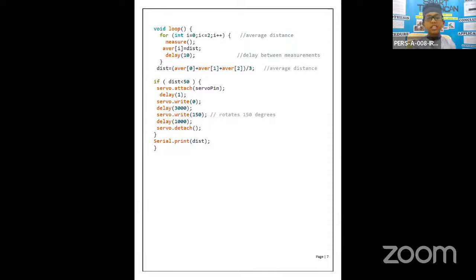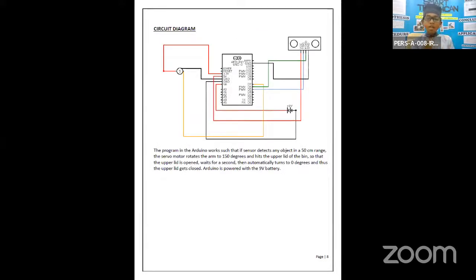So if the distance is less than 50 centimeters, the servo motor's arm will turn from 0 degrees to 150 degrees, and from 150 degrees it turns back to 0 degrees. So the program in the Arduino works such that if the sensor detects any object in a 50 centimeter range, the servo motor's arm turns to 150 degrees and hits the upper lid of the bin so that the lid is open, waits for a second and automatically turns to 0 degrees, and thus the lid gets closed. The Arduino is powered with a 9-volt battery.